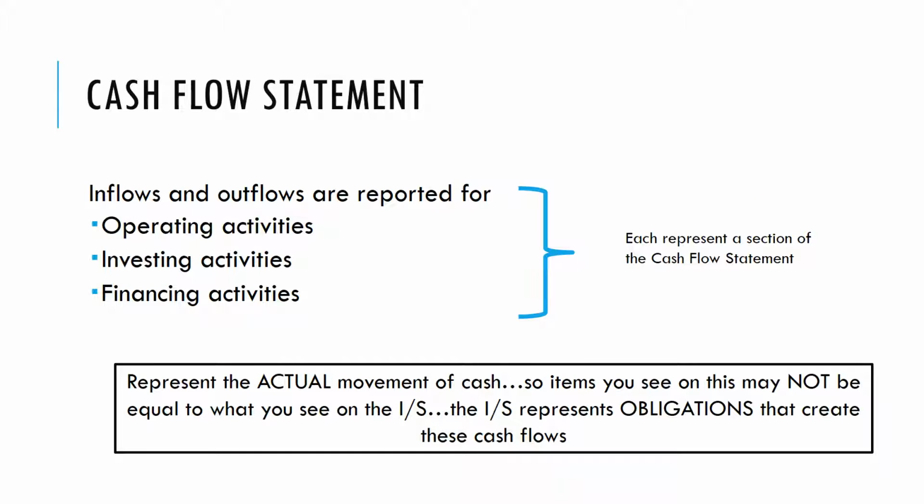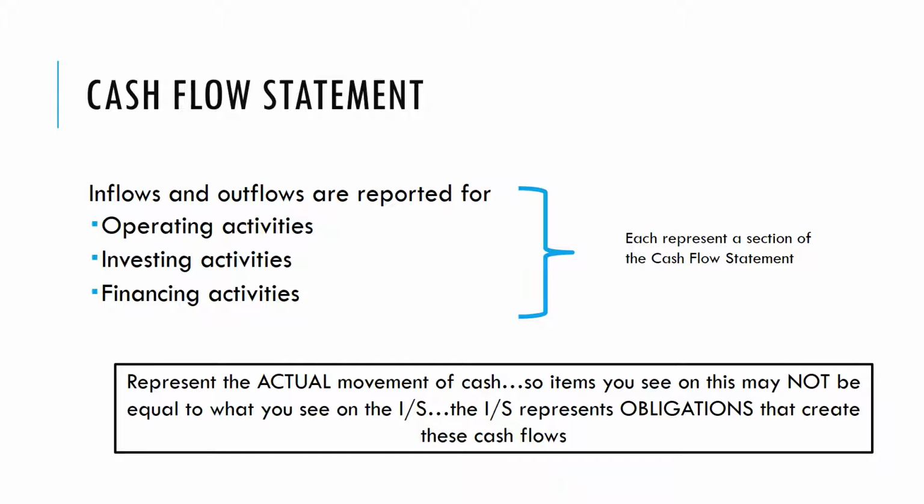These are inflows and outflows, and generally the cash flow statement is broken into three sections: operating activities, investing activities, and financing activities. And each of these three represents a section of the cash flow statement. And this represents the actual movement of cash.